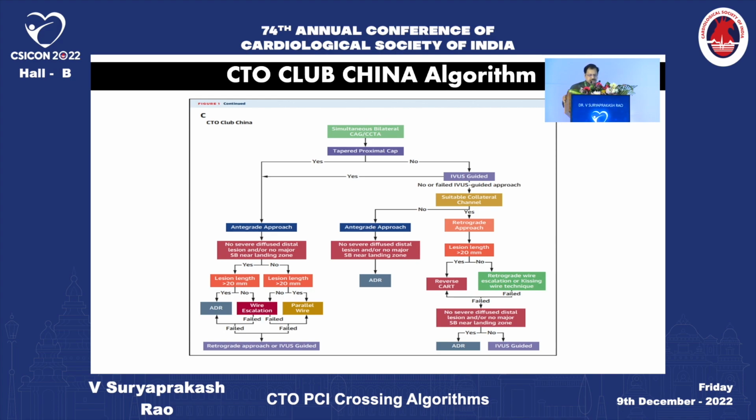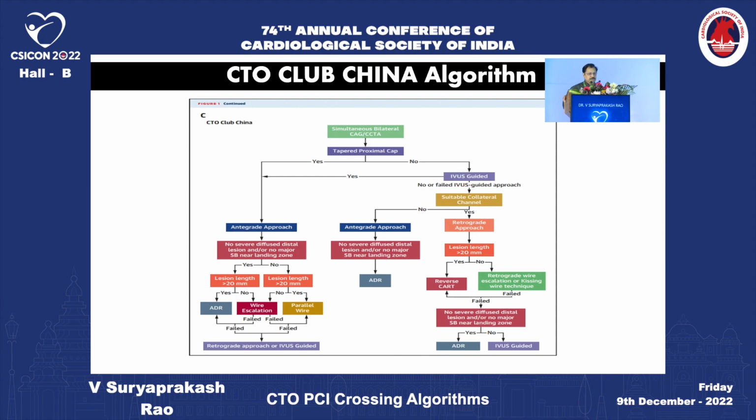The CTO club chain has a mix of this, the EPI-CTO, because it's a combined effort by the Japanese and the Chinese. And the same thing, they also used the angiogram. The proximal cap plays a key role in this. And in this also, the IVUS guided approach. Again, if you find difficulty in the antegrade, and you have good collaterals and distal targets are good, I always look at the distal target, very, very important.